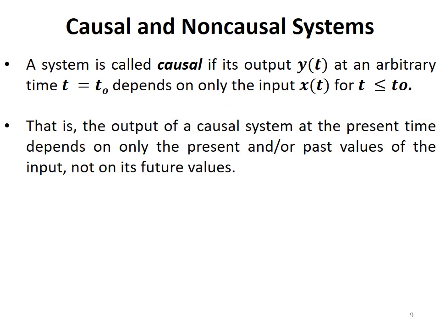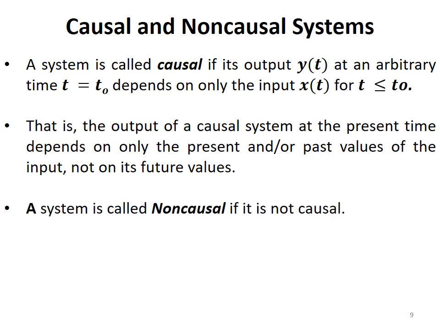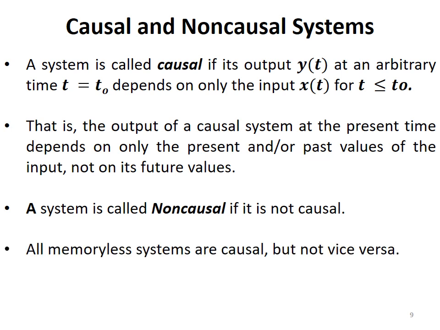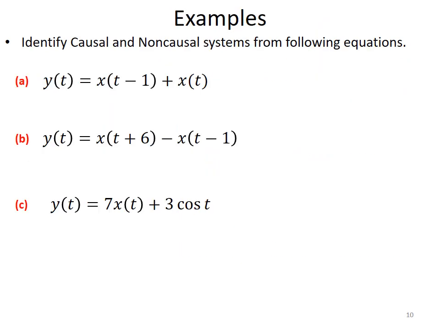So the output of a causal system at the present time depends on only the present or the past values of the input, not on its future values. Right? So a system whose output depends upon the present value of input and the past value of input is called a causal system. And a non-causal system is a system which is not causal. It means the output of a non-causal system would depend upon the future as well. So all memory systems are causal because their output depends upon the instantaneous value of input.